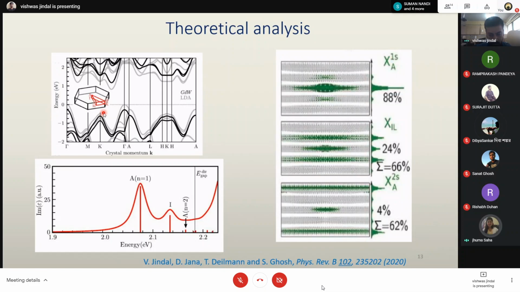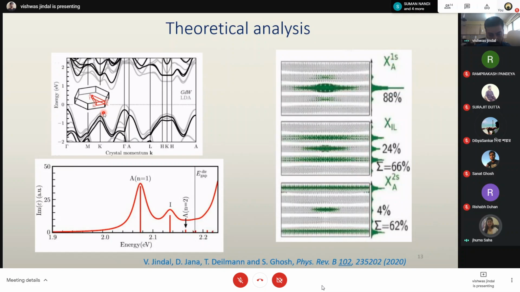So the material is indirect band gap, that's true. If you see the energy diagram, it is an indirect band gap material. But with optics, we are measuring the optical band gap, and the optical band gap is at a K point, which is actually not the minimum energy. So you cannot say that is the band gap. That is the optical band gap, what we are measuring.